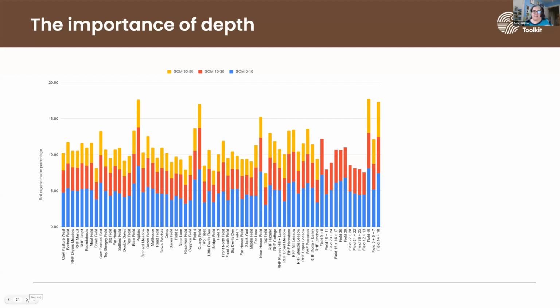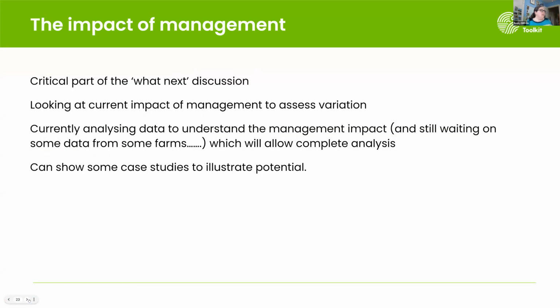Really important to understand that, actually within those sort of land use types, we can see that some of those grassland systems are performing incredibly well, but also understanding that in-field variation and the ability to change. So what? I can show you a lot of nice, pretty grass, but what does it actually mean? Because that management bit is a critical part of that what next discussion. So it allows us to look at actually what is the impact of that current management to assess variation.